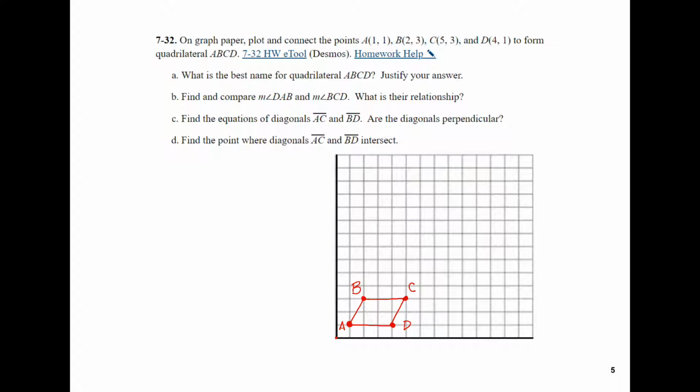What is the best name for this quadrilateral ABCD? We would say a parallelogram because it has two sets of parallel sides. So the opposite sides are parallel.